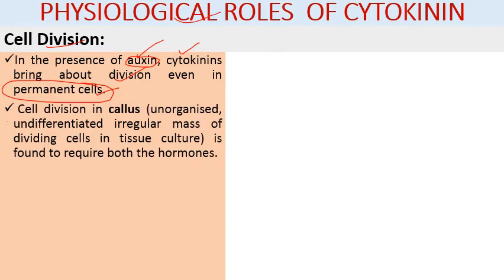So callus is an unorganized or undifferentiated, irregular mass of dividing cells that is mostly used in tissue culture. And callus differentiation requires both of these hormones, that is auxin and cytokinin.